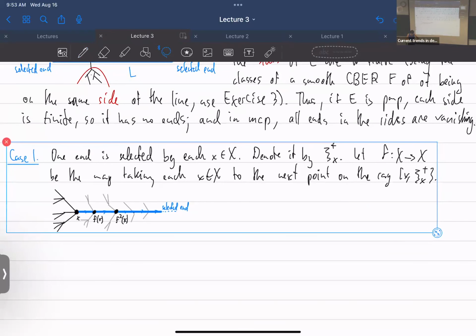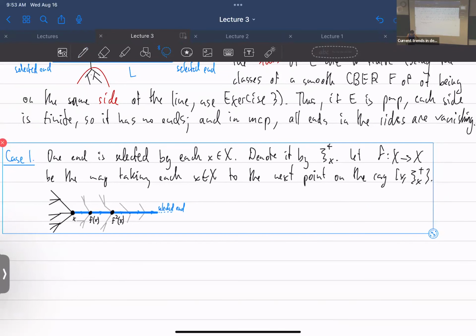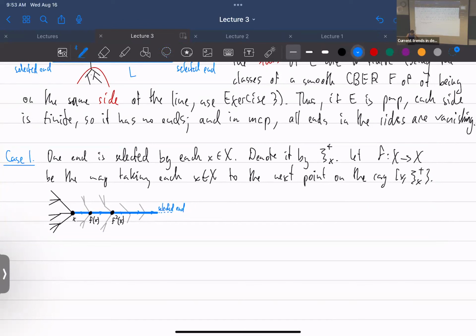Now, the other case is when each class selects exactly one end. So one end is selected by each E class, and we denote that end by C plus X. It's E invariant, so it doesn't matter which X I write here. I could have written this. Okay, so now in that case, we can always define a function of going closer to the end.